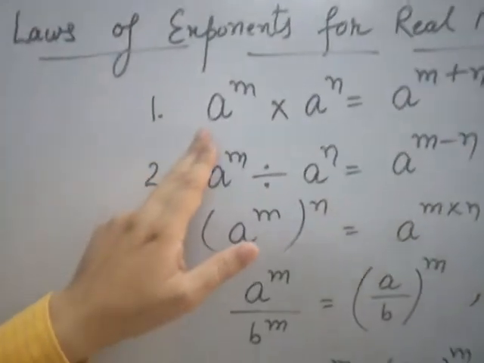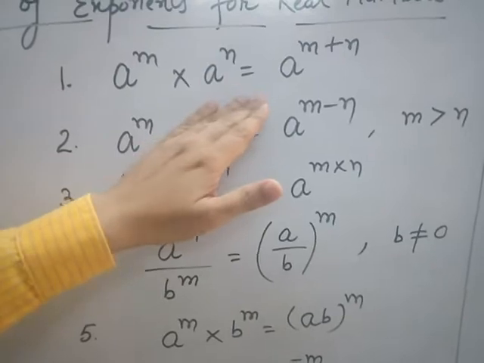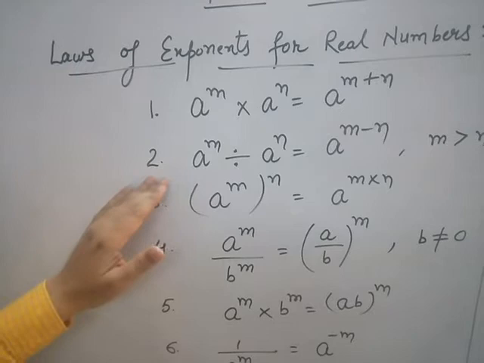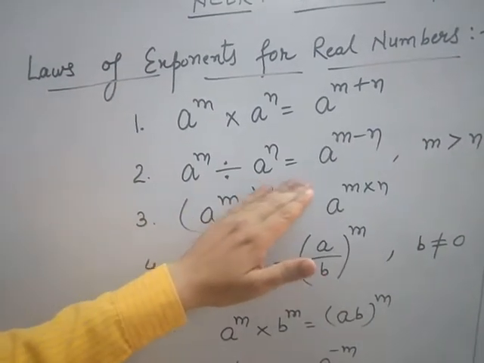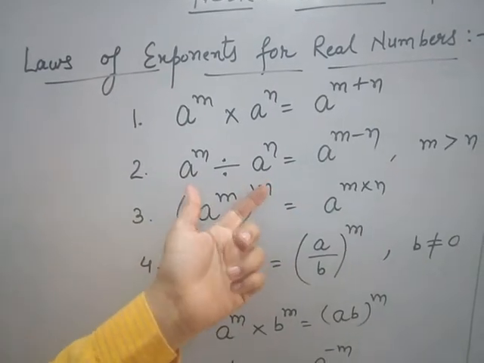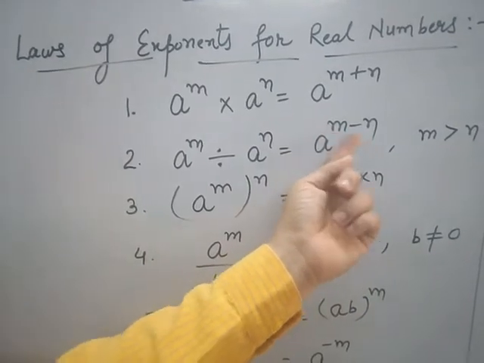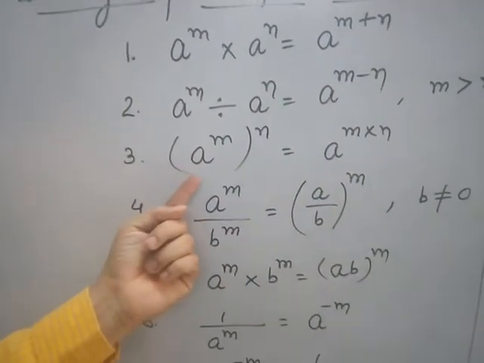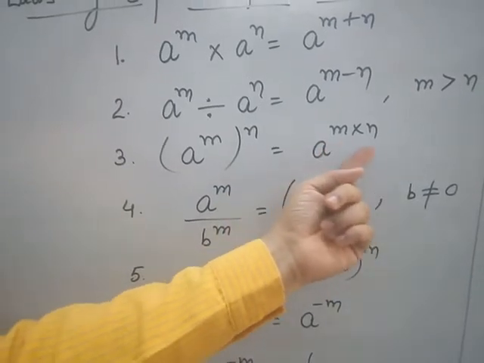Our first law: a^m × a^n is equal to a^(m+n), as we have seen earlier in class 8. Second, a^m divided by a^n: if the base is the same and the division sign is given, then the powers should be subtracted. a^m ÷ a^n = a^(m−n), where m is greater than n. Third is (a^m)^n, so we can write a^(m×n).